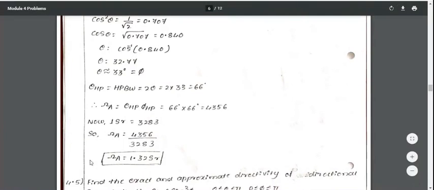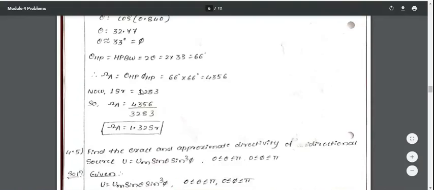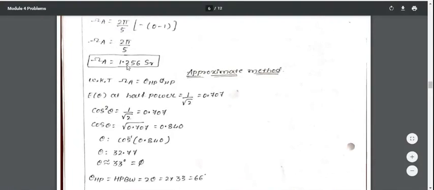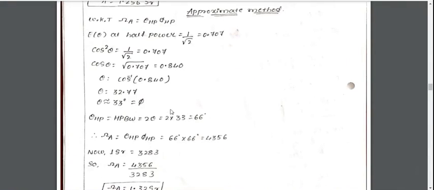Remember, the beam area calculated with the exact method and the approximate method are almost similar. It is 1.256 in one case and 1.32 steradian in the other. This is how we find the beam area with the exact method and the approximate method. In the exact method you need to use the power equation, and in the approximate method we need to find the half power.